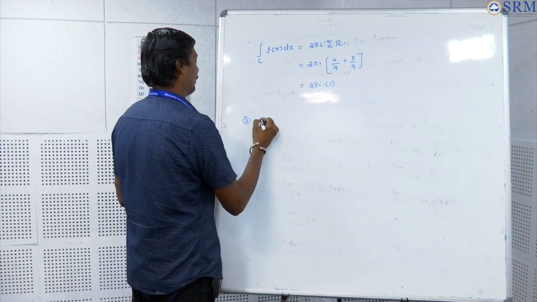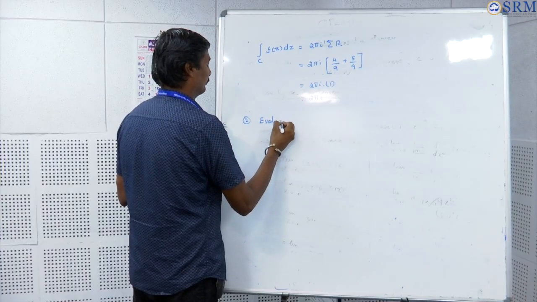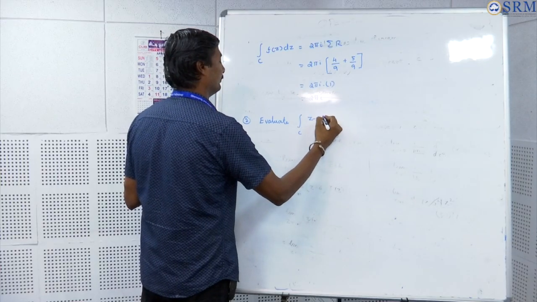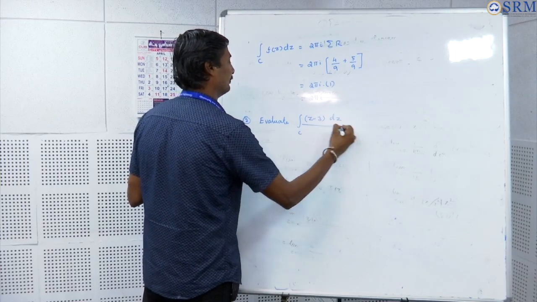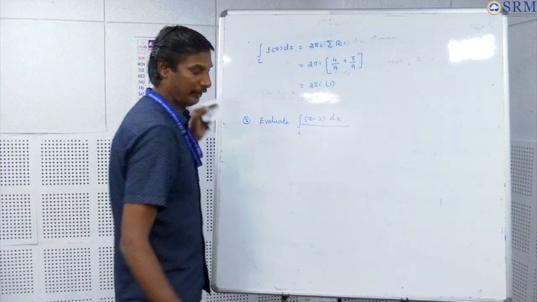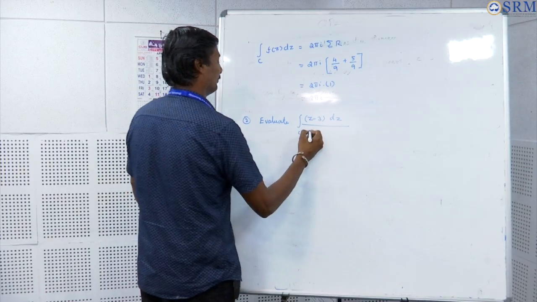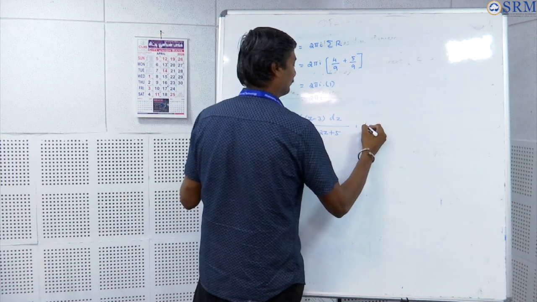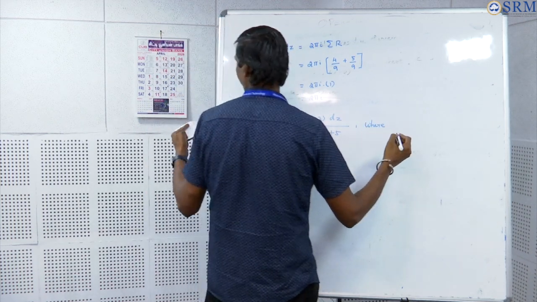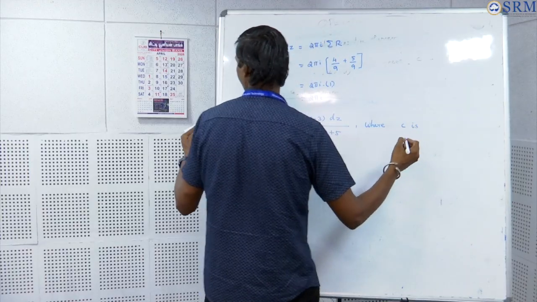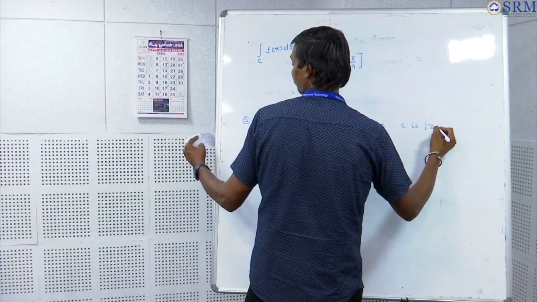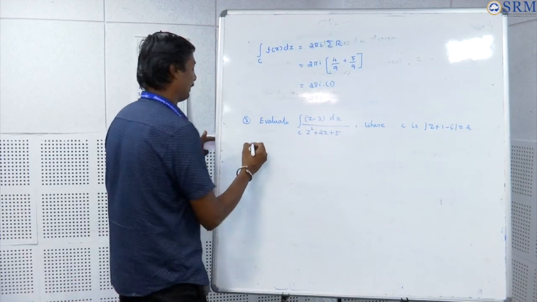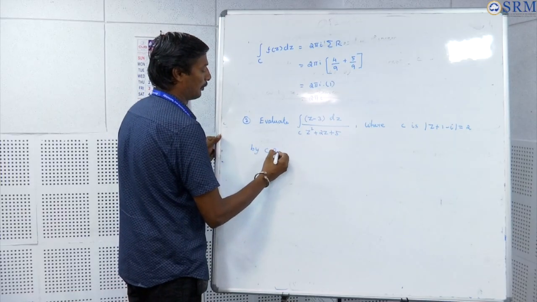Second question. Evaluate the integral over C of z minus 3 dz upon z square plus 2z plus 5, where C is modulus of z plus 1 minus I equal to 2, by Cauchy residue theorem.